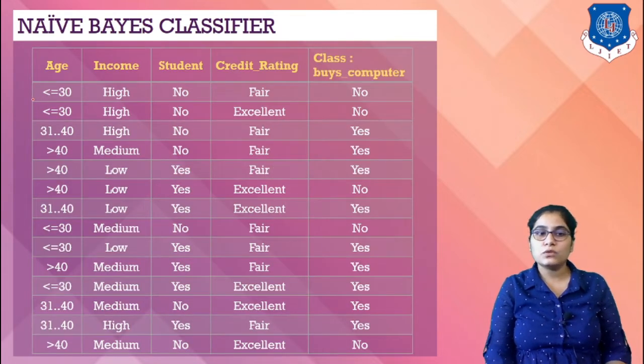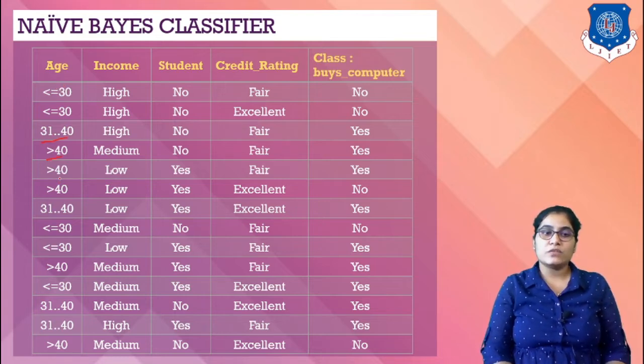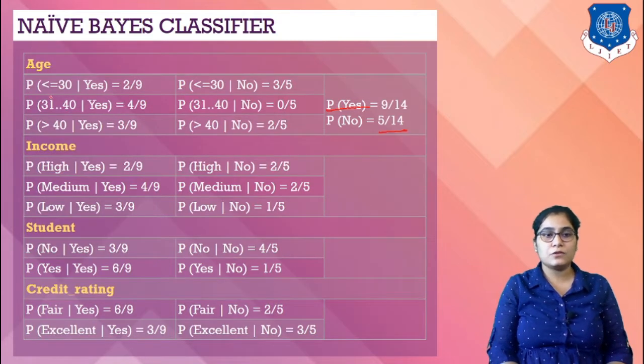From this table, we know that each attribute has three different values, that is less than equal to 30, 31 to 40 and greater than 40. So we need to calculate the probability for each of the unique values, and that is also for both the class labels, that is yes and no. So let's start with the value less than equal to 30 and class label yes.